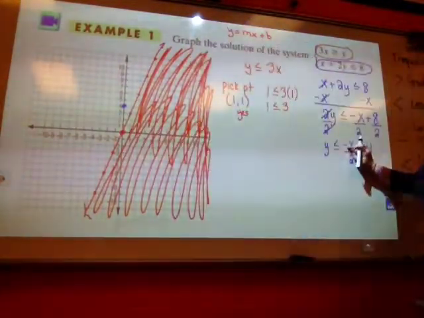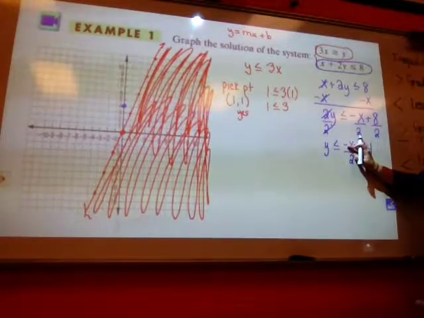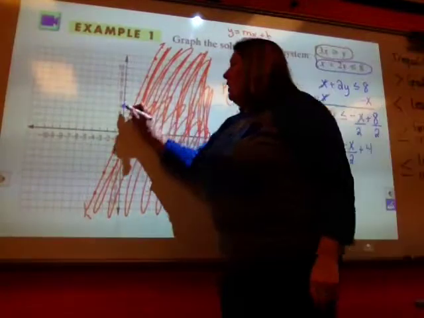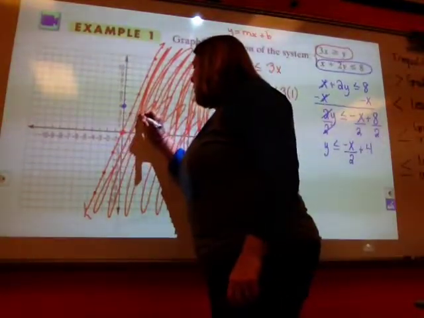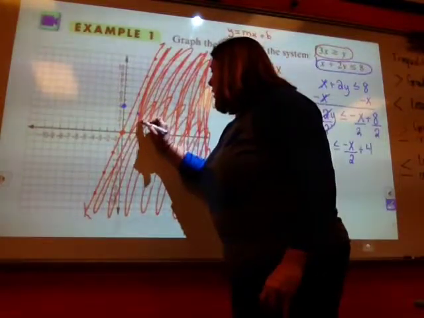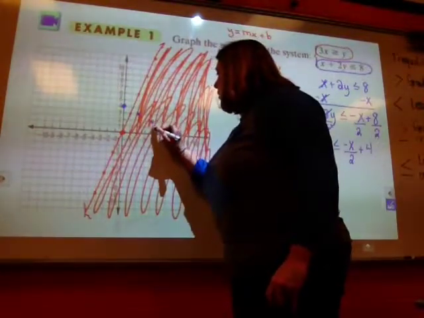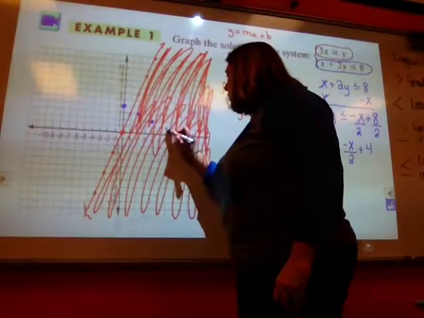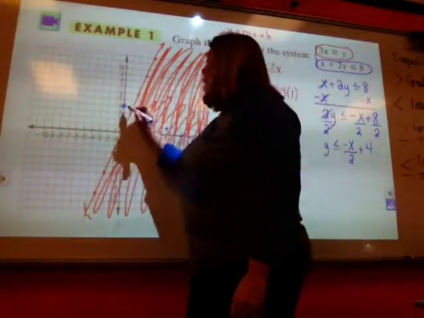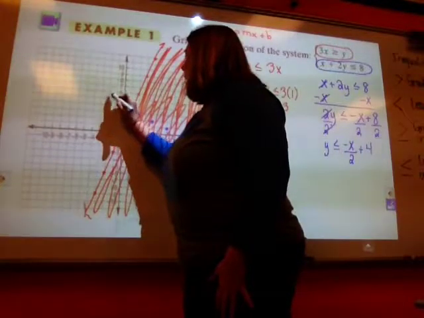Okay, I'm going to move down 1 and to the right 2. Down 1 and to the right 2. See why it's important that you still be able to see your lines? Down 1 and to the right 2. Or up and to the left. Everybody agree with that?